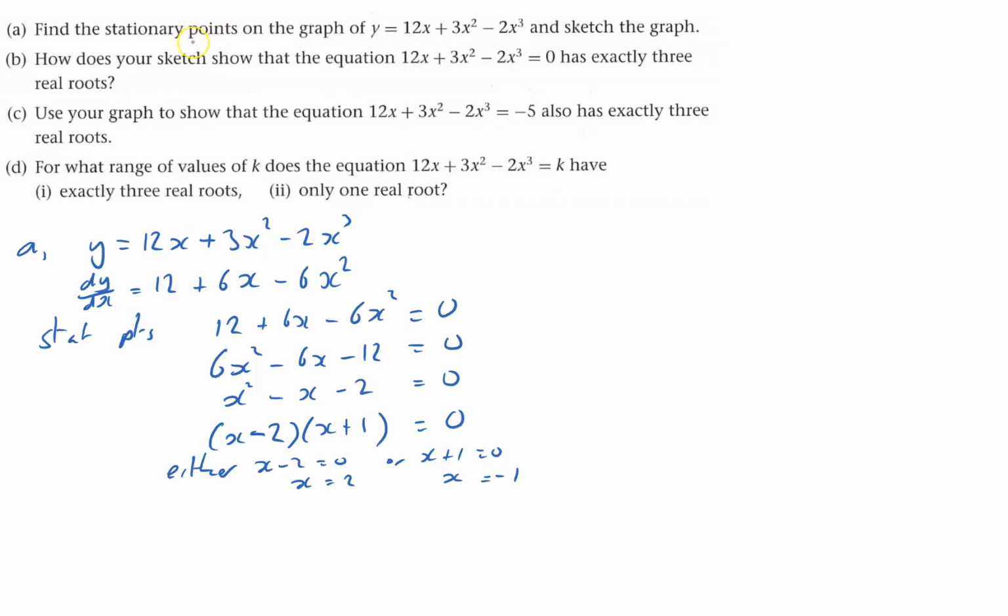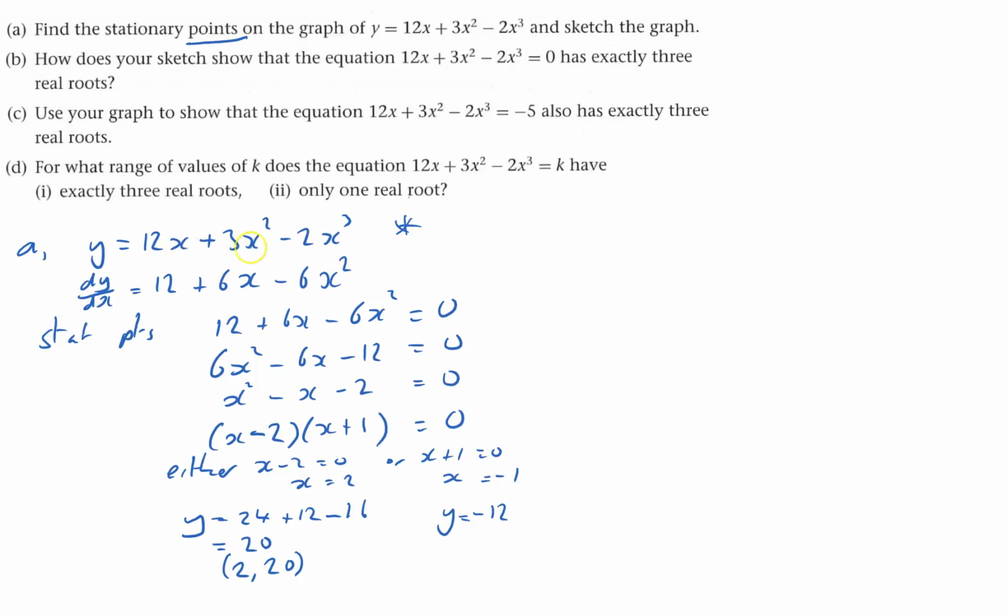But we've got to find the stationary points, not just the values for x, so I need to find out what y is. So we've got the expression up here. y equals 12 times 2, which is 24. And then 2 squared is 4 times 3 is plus 12. And then minus 2 times 8, that's 16. And that equals 20. So we've got (2, 20) as one of them.